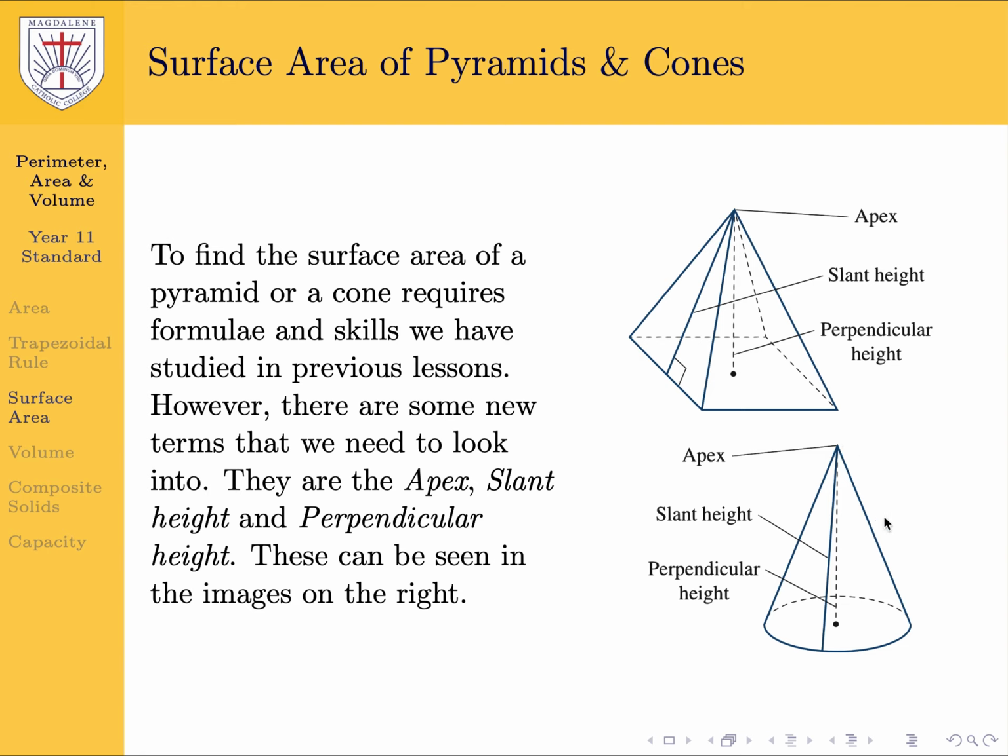For a cone, it's the same. So the apex is the point of the cone. The perpendicular height is going straight from the middle up to the apex, and the slant height is going from any part of this circle going up to the apex.